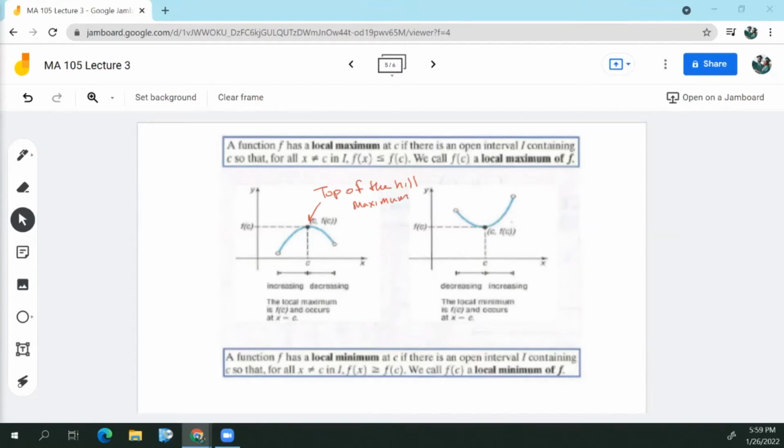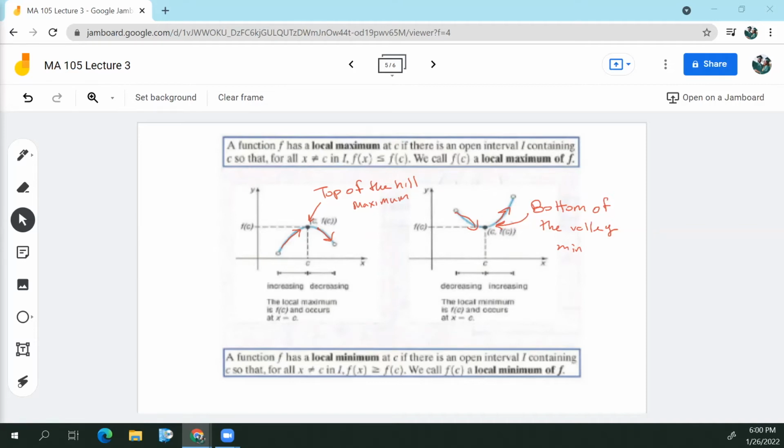If we get to the bottom of the valley, we're going to call that a minimum. We call these local maximums or local minimums because any situation where you go from increasing to decreasing, we call that a maximum. Any place we go from decreasing to increasing, we call that a minimum.